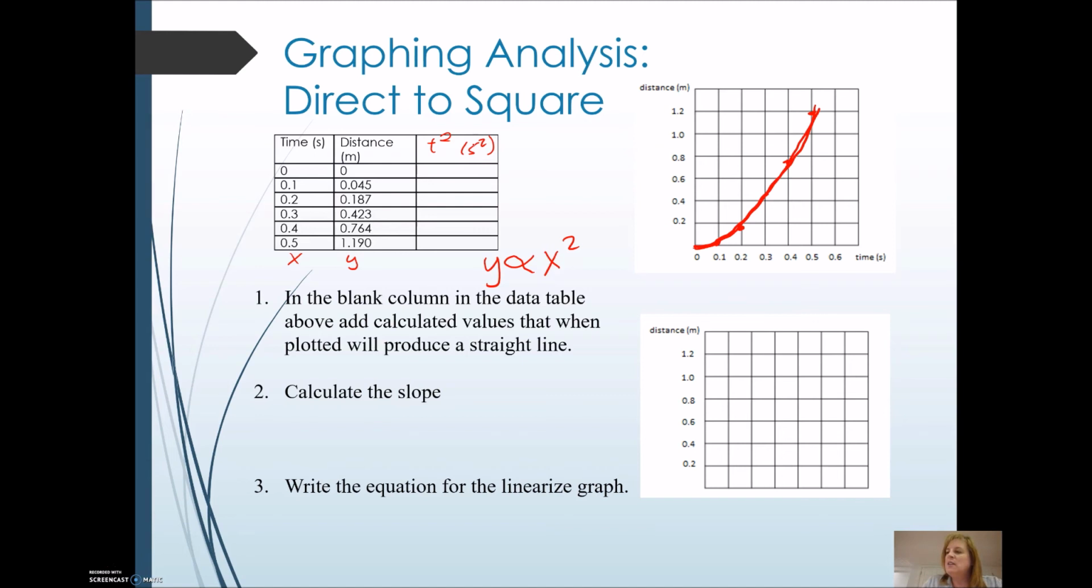And so when we do that and fill out our table here, of course, that's still 0. This is going to be 0.01. This is going to be 0.04. This is going to be 0.09, 0.16, and our last, 0.5 squared, is going to be 0.25.